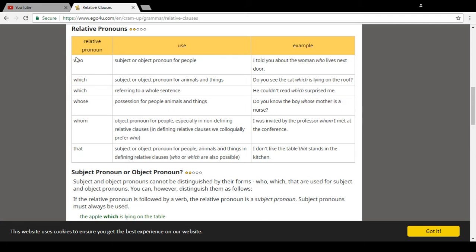Kao što možete vidjeti, who se koristi za ljude, which se koristi za životinje ili za stvari. Which se odnosi na čitavu rečenicu, whose possession for people, animals and things, znači možemo koristiti za sva tri slučaja. Whom, object pronoun for people, especially in non-defining relative clauses. In defining relative clauses, we colloquially prefer who. Aha, neke preferiramo, znači who.